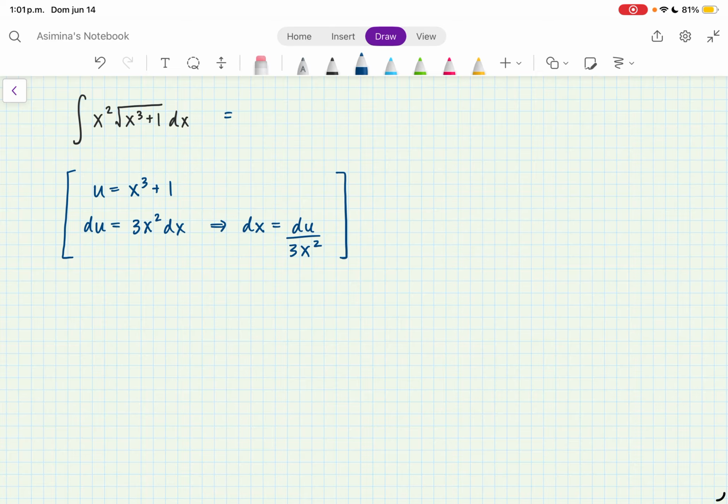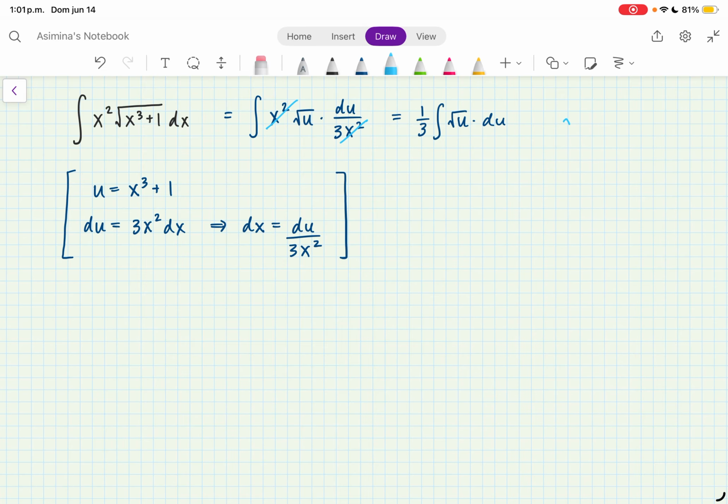So here, this original integral is equal to x squared times the square root of x cubed plus 1, which we said is u. So this is times the square root of u times dx, which dx is equal to du over 3x squared. So I see that I have an x squared that cancels out, and I can take that constant of 1/3 out to the front. So this is 1/3 times the integral of the square root of u du.